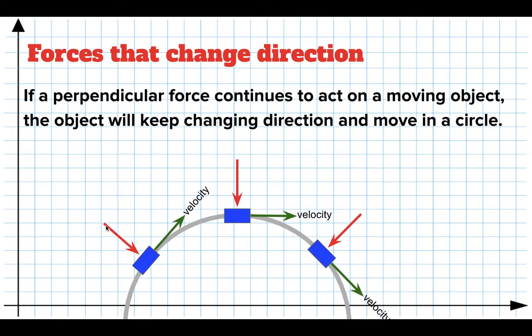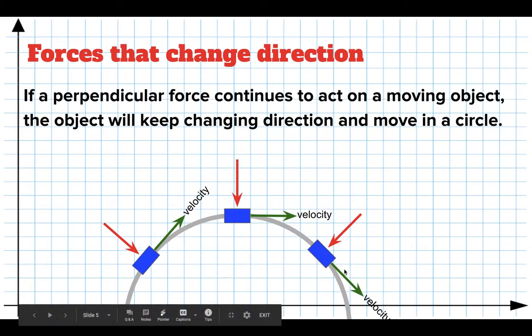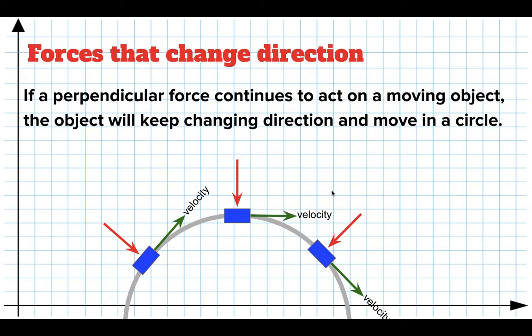If I continued to act with this force perpendicular to the velocity, so when it's moving this way, I act with a force perpendicular to it. That changes its direction. Now it's moving to the right. I act on it with a force downwards, and that changes its direction. Now it's moving over here. In this direction, I act perpendicular. If a force continues to act perpendicular on a moving object, it'll keep changing direction, and it will move in a circle.